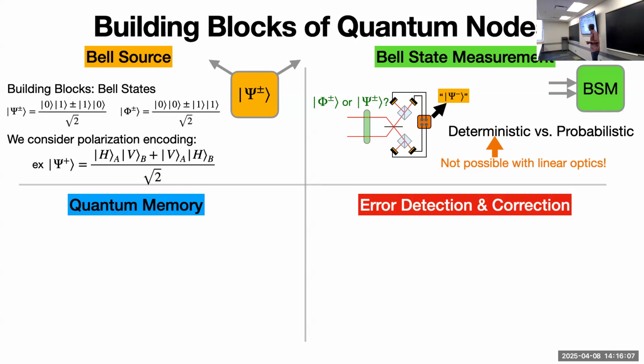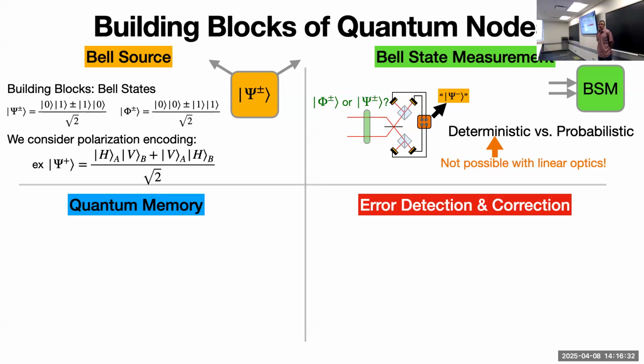Now, another elephant in the room is that this is not a deterministic measurement, in the sense that half of the time it will fail with linear optics. There's a theorem: we cannot differentiate between all possible Bell states with linear optics alone. This is a huge limitation. So our measurement is going to fail half the time. Not great.